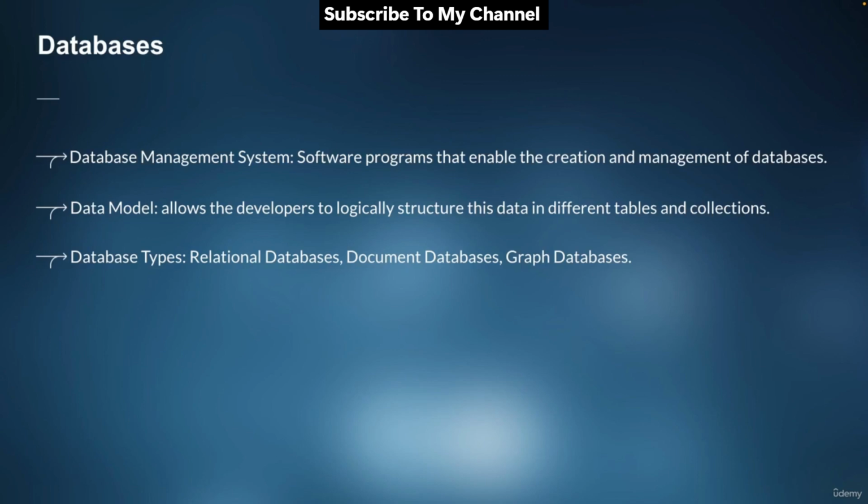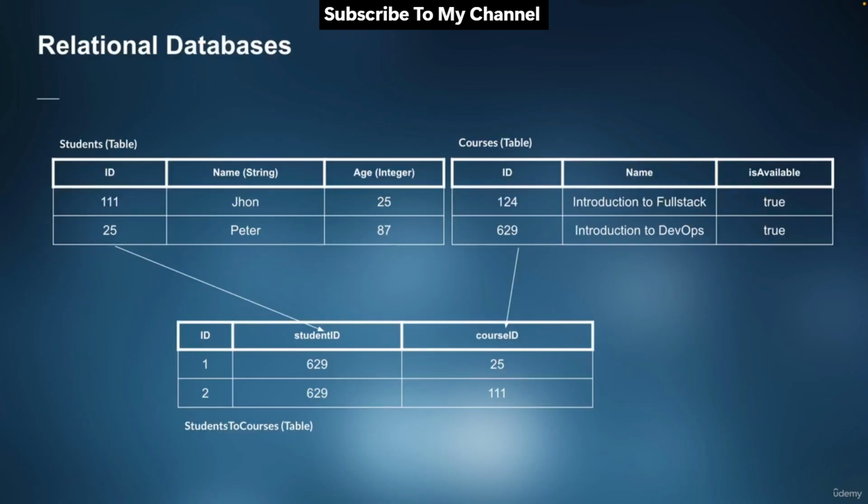Clearly, each service requires different types of data to be stored. A data model allows the developers to logically structure this data in different tables and collections in a way to reliably store and fetch the required data. Different database types currently exist, each supporting a distinct data model. Of all existing database types, this lecture explains relational databases, document databases, and graph databases.